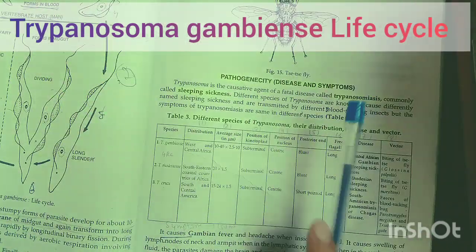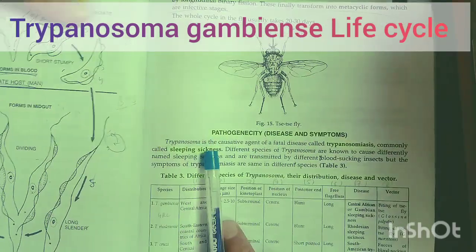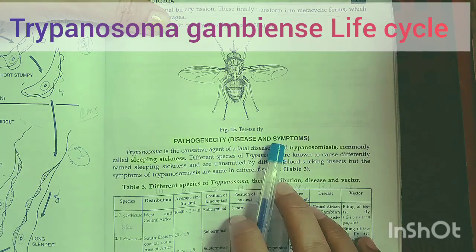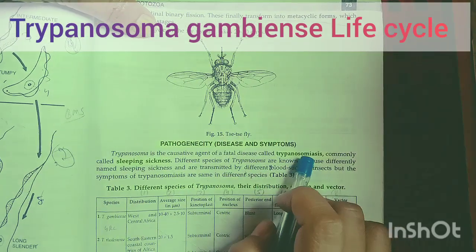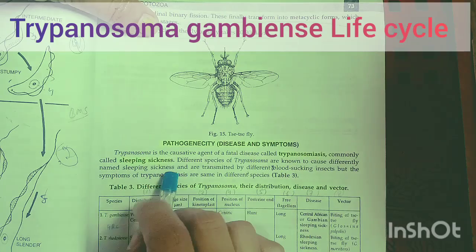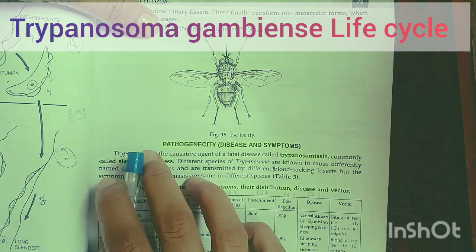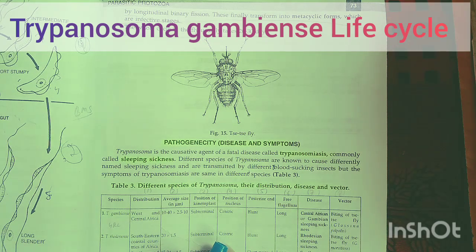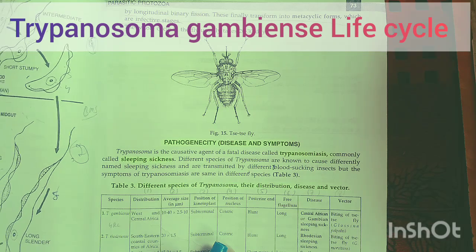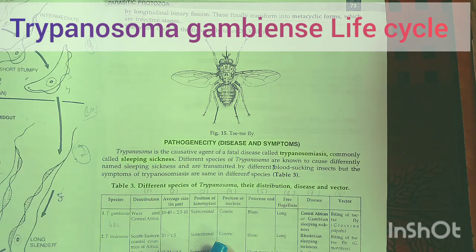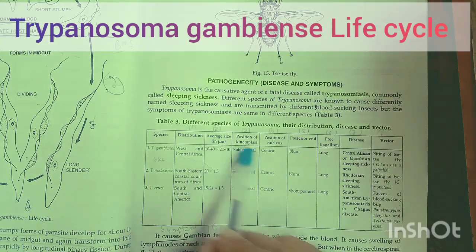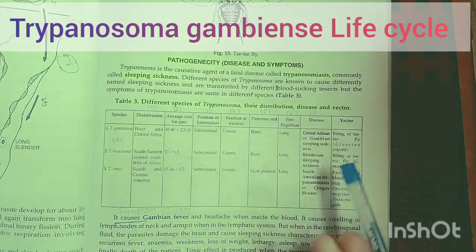Next we have the disease and symptoms. So trypanosoma is the cause of a fatal disease, that means it can cause death. That disease is trypanosomiasis, commonly called sleeping sickness. So there are different species of trypanosoma as already discussed, that is gambiense, rhodesiense and cruzi. So it causes different variations in disease. Okay, different virulence. So like distribution, we already discussed its position, nucleus, and the disease caused and vectors of this.